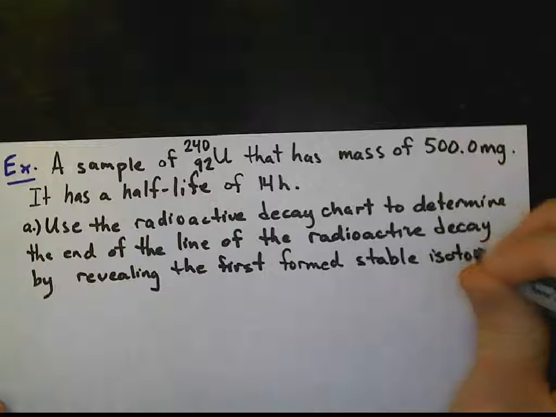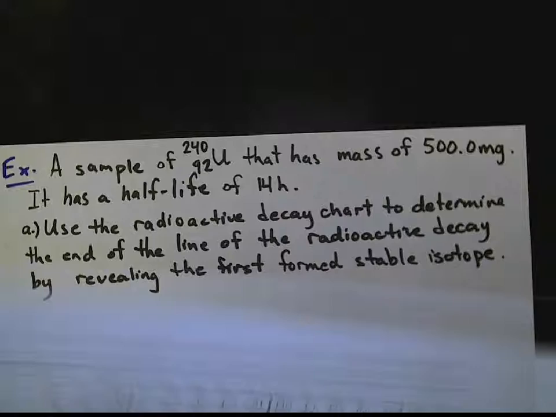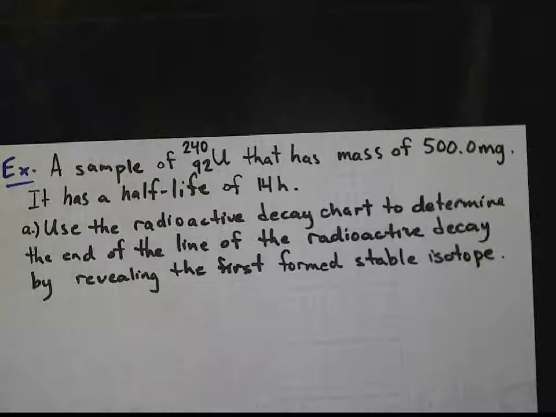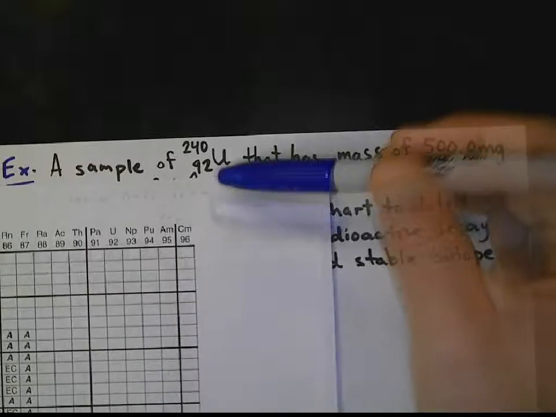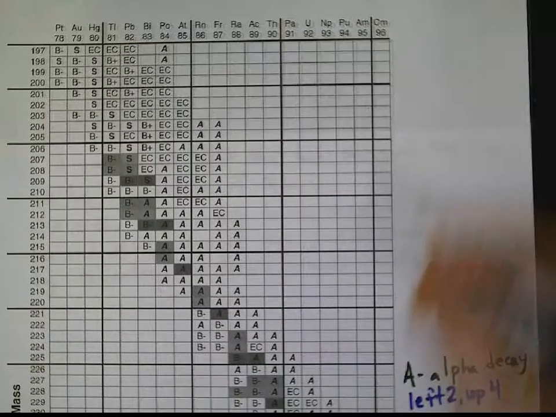And just as an FYI for exam purposes and just for your own good, if you ever want to go through a few of these, I will be sending you this radioactive decay chart, and on the exam you will be given it as well. So we're starting off in this case with uranium 240, 92. Uranium atomic mass of 240, atomic number of 92.